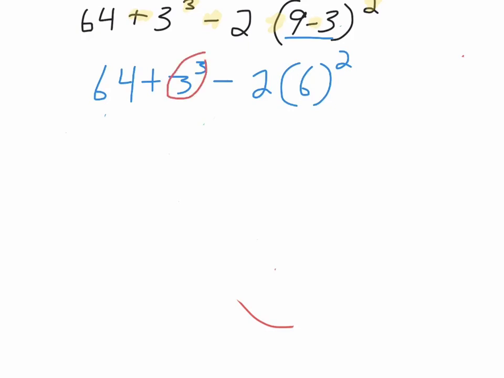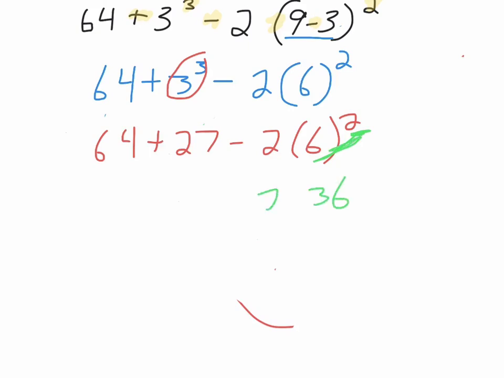So here's my next one, 3 cubed. Don't tell me it's 9. It's not. 3 times 3 is 9, times another 3 is 27. All right, now I've got another exponent here. So I'm going to do 6 squared, which is 36. So I'm going to do 2 times 36. Again, we're writing each and every step. Let's not be lazy with this.